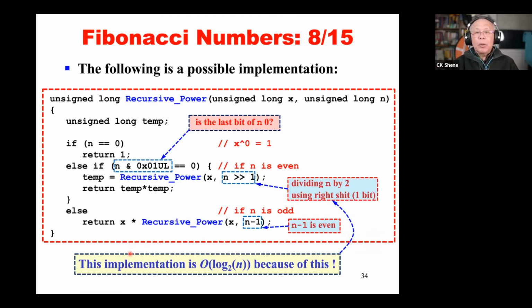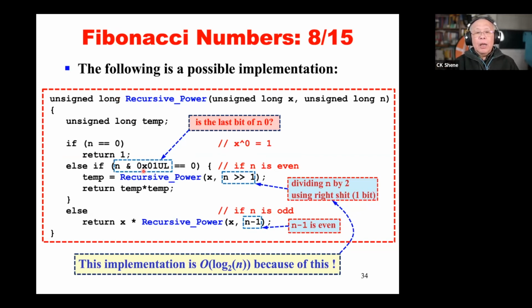I assume that you are aware of C's bit manipulation. So we use an unsigned long. This is recursive power. So if n is 0, we return 1. So what does that mean by this? Remember, this AND operator is the bitwise AND. This UL means unsigned long.